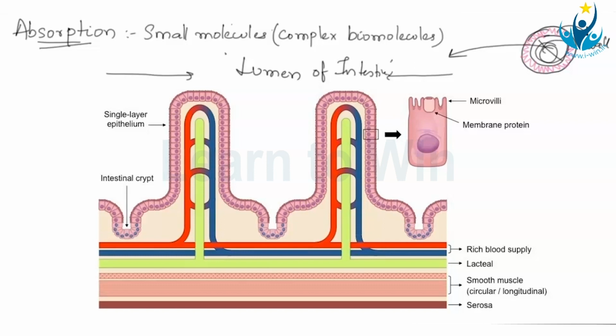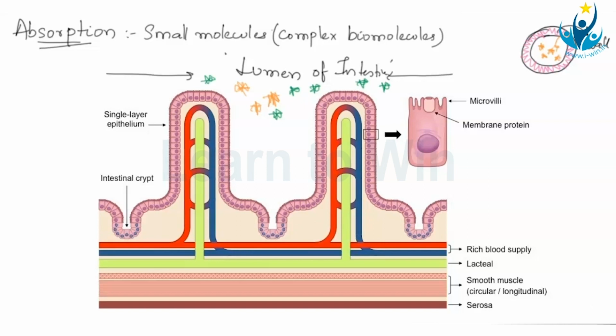Okay, now what happened? Whatever small molecules are formed in this lumen of the intestine have to enter into the walls. So you have the small molecules like this. Let us say these stars are those small biomolecules. We'll use another color also. So we are using some green molecules here. These are all the small molecules formed as a product of the digestion.